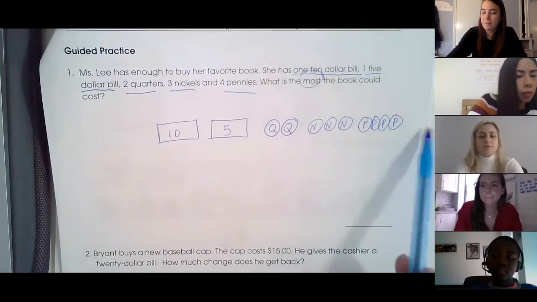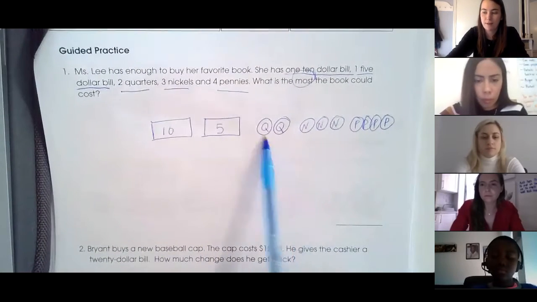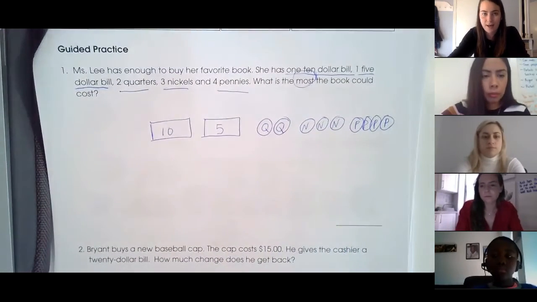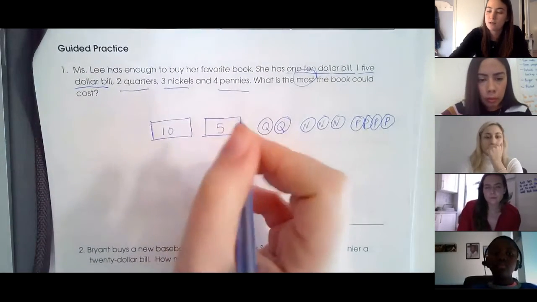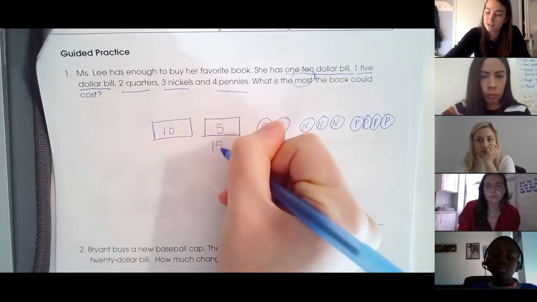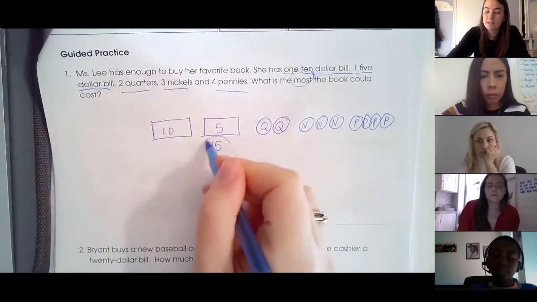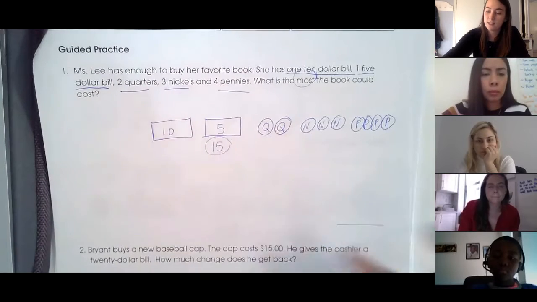All right, so now my plan to solve was to draw out all of my dollar bills and my coins, and now I'm going to add them up to see how much money Miss Lee has altogether to think what's the most the book could cost. So if I add 10 and 5, that is $15. Now this is the important part. This is $15, but now we're going to count cents.